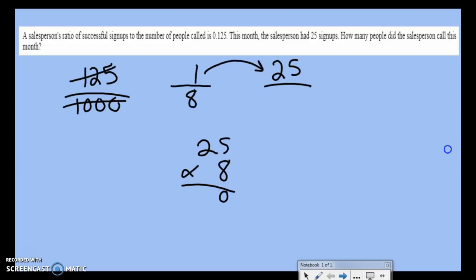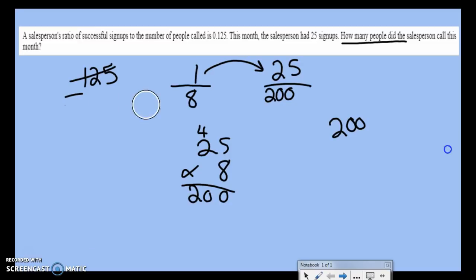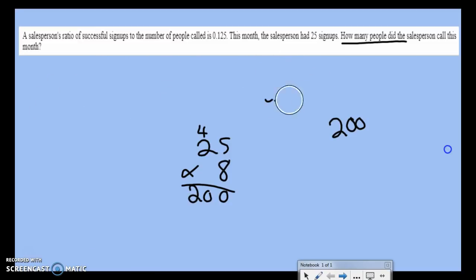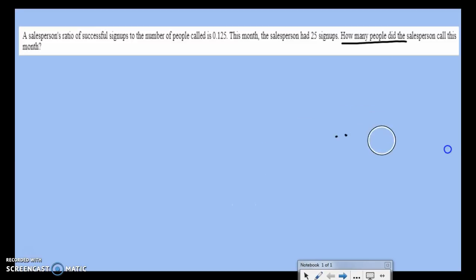5 times 8 is 40, carry your 4. 8 times 2 is 16, 17, 18, 19, 20. So he made 200 calls. Okay, so the answer for this problem is 200. Because the question asked, how many people did the salesperson call? Okay? This problem right here is actually straight from the homework. So if you get stuck, watch this again.